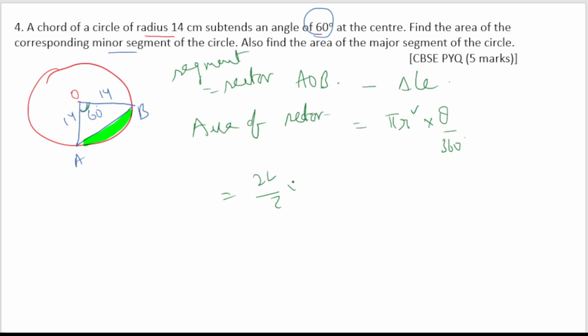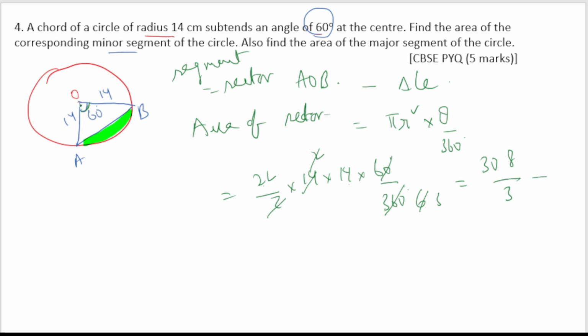Here 22 by 7 into radius 14 into 14 into theta 60 degrees divided by 360. Okay, 60 into 6 here. 7 into 2, 14, 2 into 3. Okay, so it is 14 into 2 is 28, 28 into 11 is 308 divided by 3. This is the area of the sector.